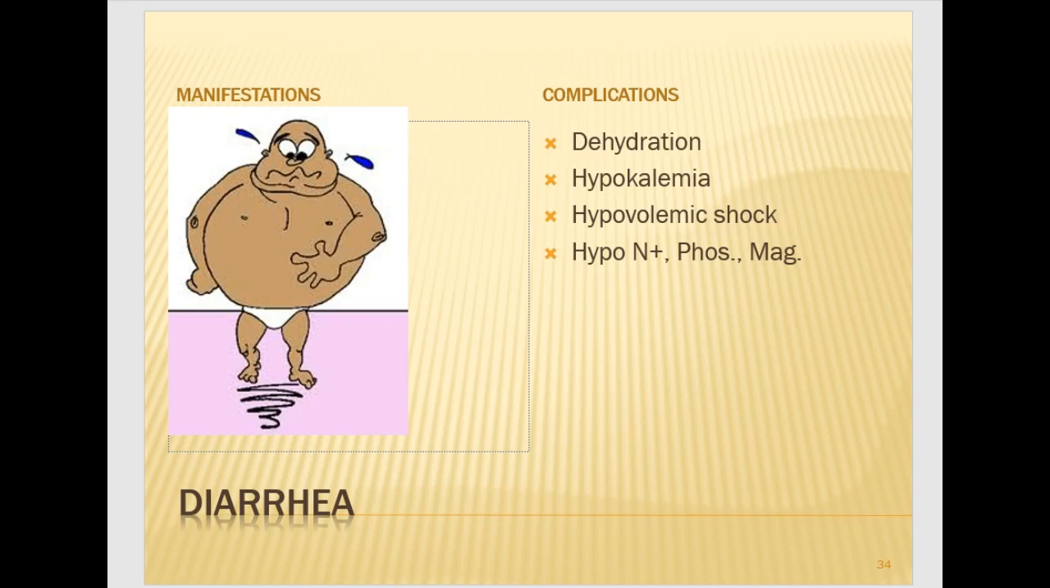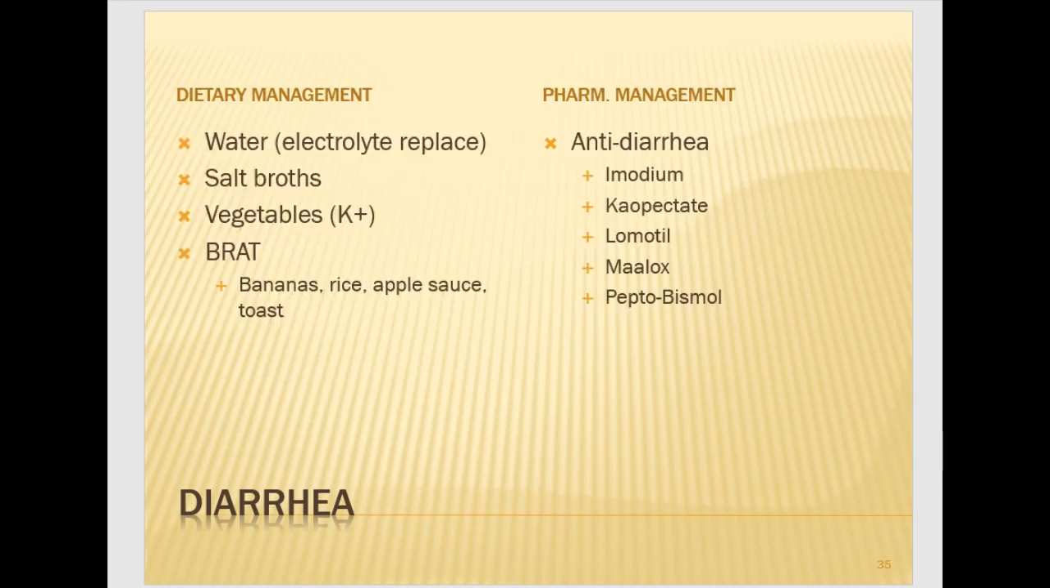Some of the complications are what we talked about earlier, but look at the electrolytes. As a nurse, we're going to look at the electrolytes and make sure our patients' electrolytes aren't getting too low. So we're going to monitor them for dehydration, monitor the potassium level, monitor for hypovolemic shock, check their orthostatic vitals, and check sodium, phosphate, and magnesium. These are things that we would do.